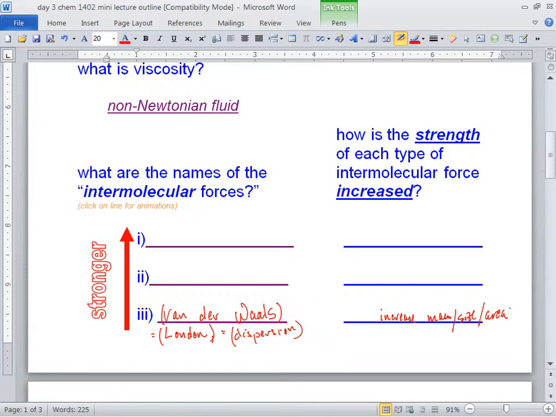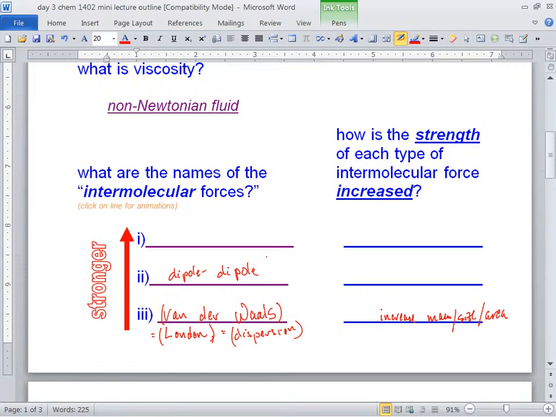Do you remember another one? Someone said it, the D. Dipole, dipole. Okay, now these forces are a little bit stronger. Well, actually, a lot stronger. What's a dipole?